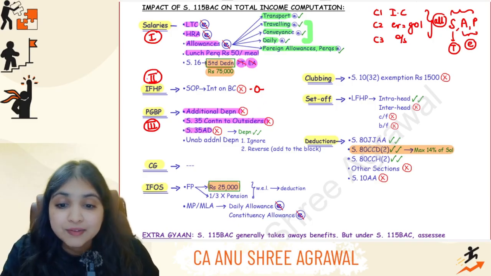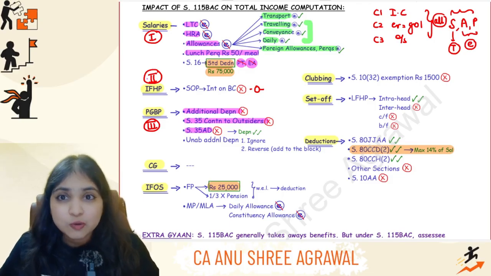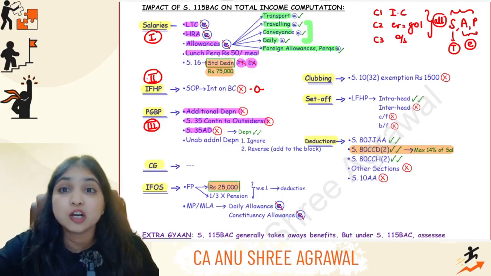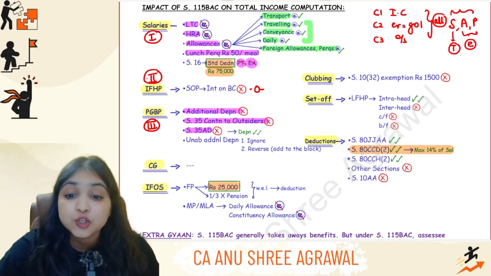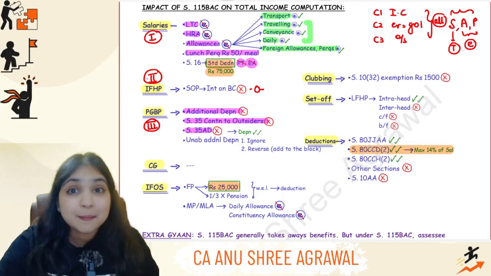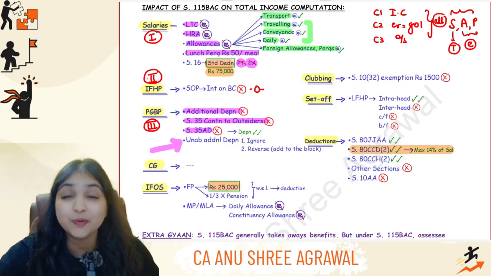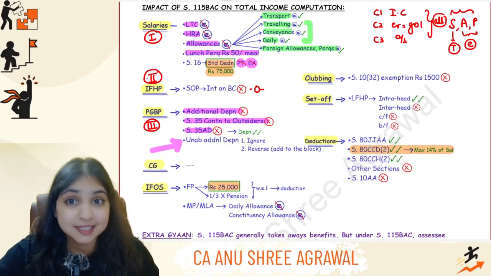Then section 35AD deduction for your specified businesses, cold storage, warehousing and all, that section 35AD deduction for specified business you will not get. So if you're not getting 35AD deduction, then on the 35AD asset, depreciation you can enjoy. Okay, and lastly, this is the most important point, guys. Listen to me carefully. It has not been tested till now.